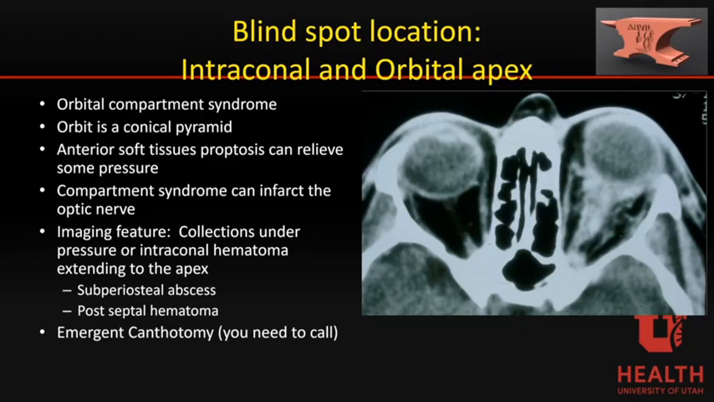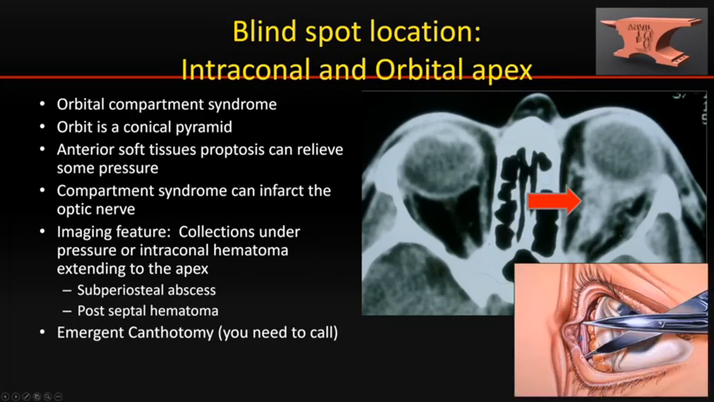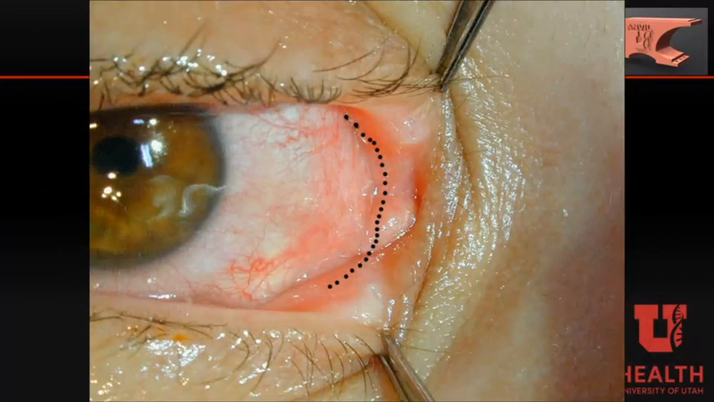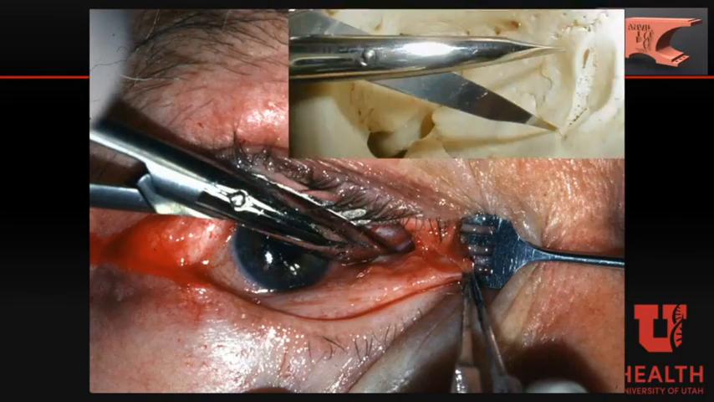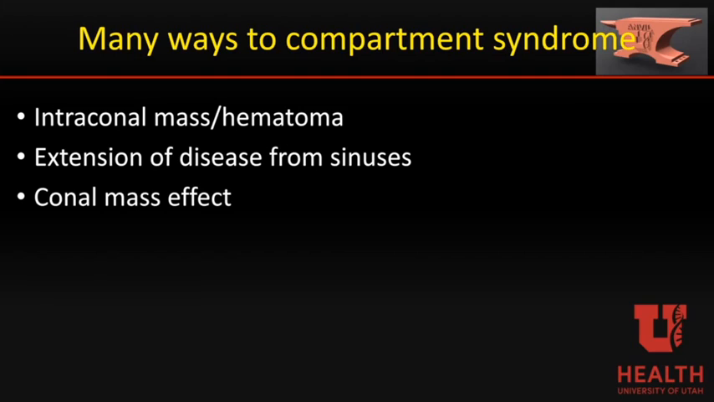So in this patient with a large intraconal hematoma adjacent to the optic nerve and swelling, this is an emergent condition that you need to call, and this may lead to an emergency canthotomy. So in this situation, the orbit is decompressed anteriorly to provide room, and so you retract, you follow the dotted line, and do that lateral canthotomy to open up that space and allow the pressure to decompress.